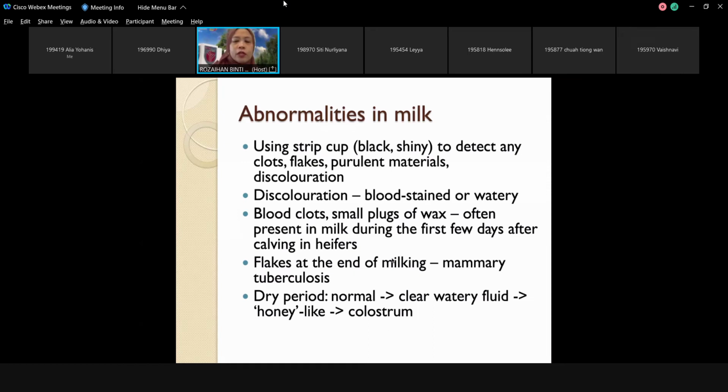And if the cow is in her dry period, the milk will turn from a normal milk to a very clear watery fluid, into honey-like, and then it would form colostrum. So again, colostrum is normal. I know that you would not be able to get experience in detecting colostrum later on, but don't confuse colostrum with milk from cows having mastitis.